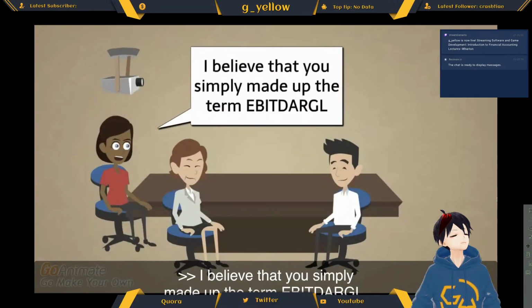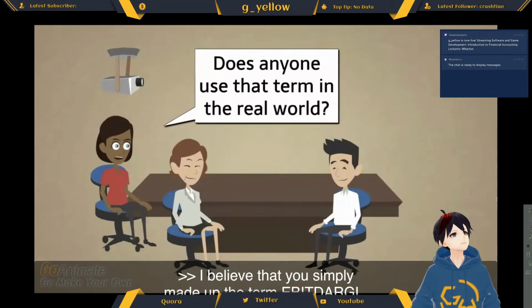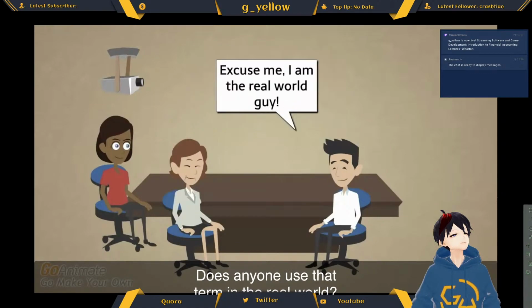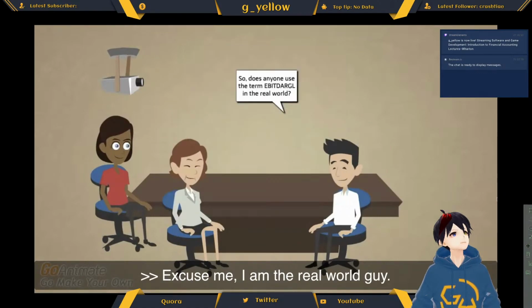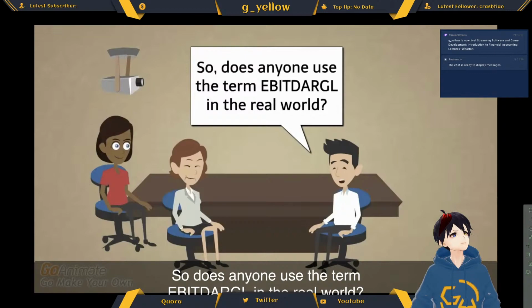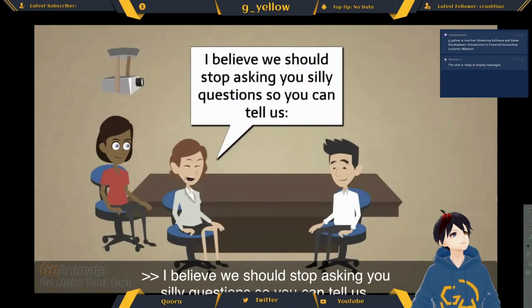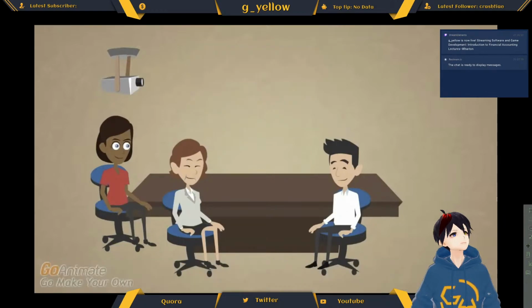I believe that you simply made up the term EBITDARGLE. Does anyone use that term in the real world? Excuse me, I am the real world guy. So, does anyone use the term EBITDARGLE in the real world? I believe we should stop asking you silly questions so you can tell us. What is the best measure of cash flow?